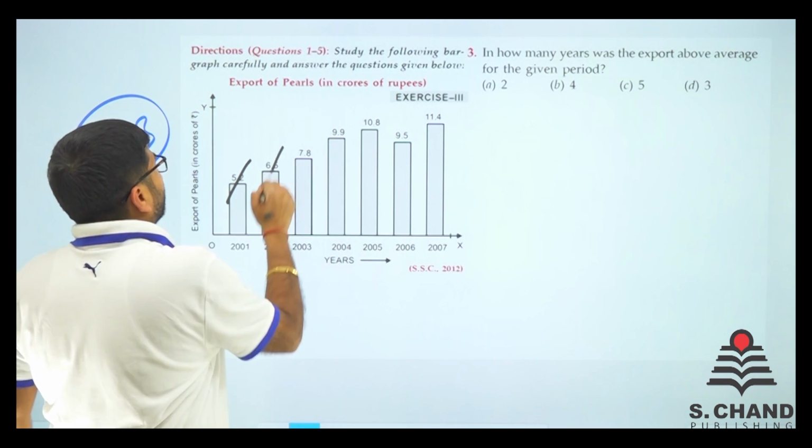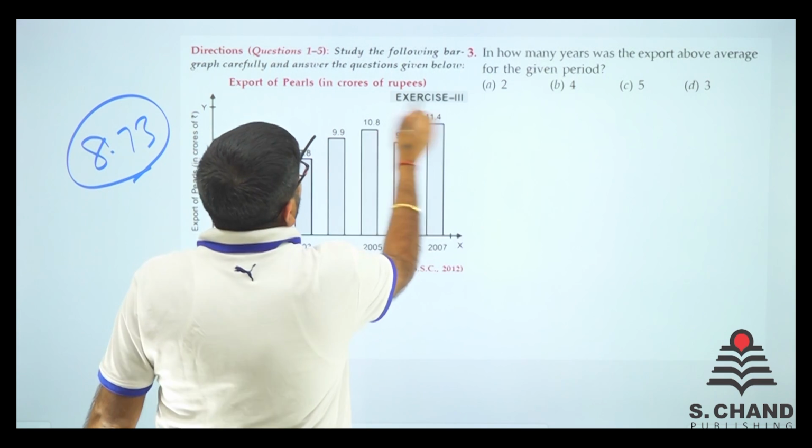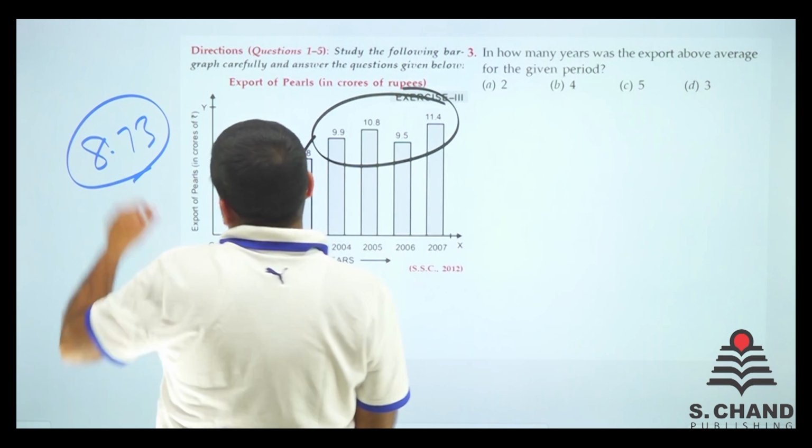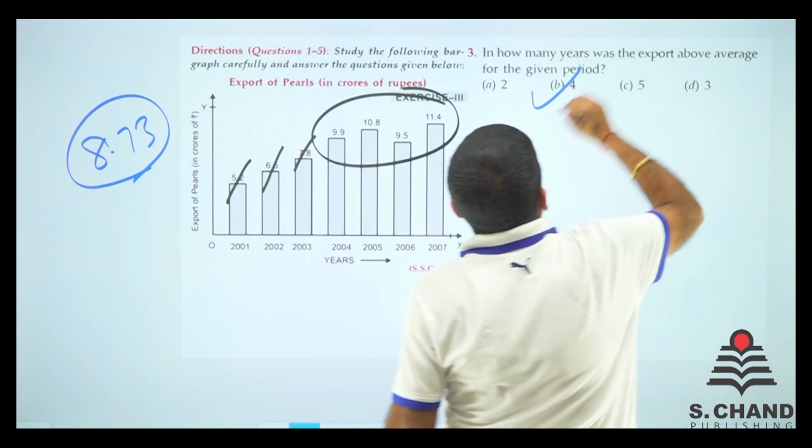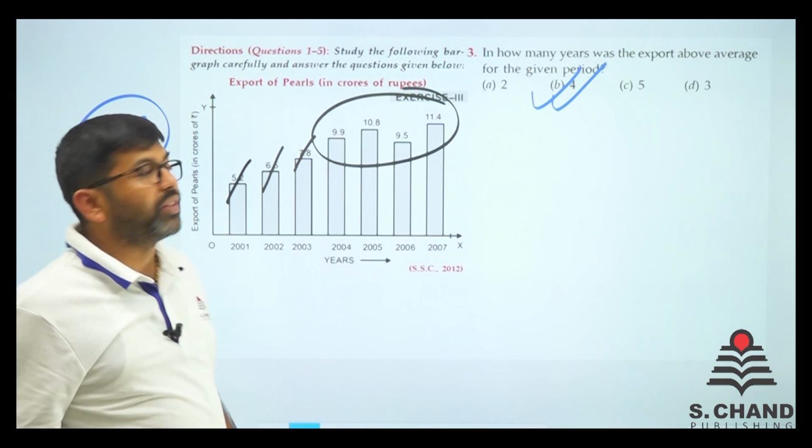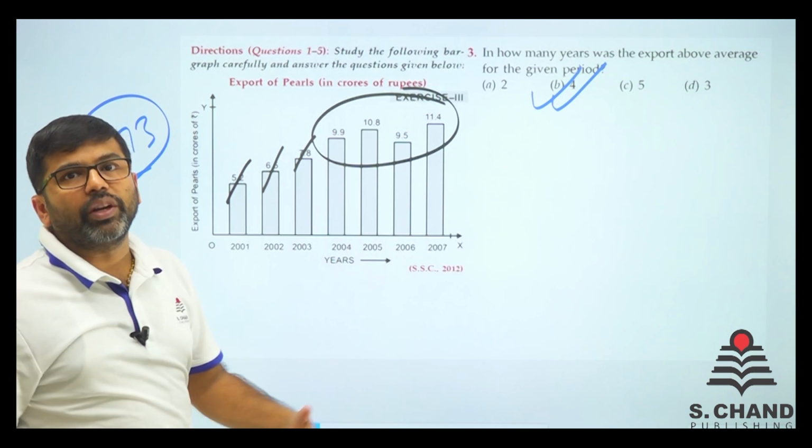So this is not, this is not, this is not. And these 4 are all above average. So 4 were above average and the other 3 were below average. That's it. So that is the way you need to do it.